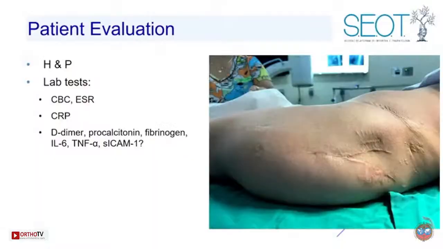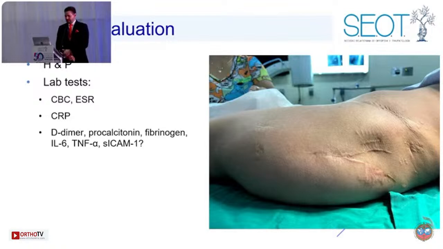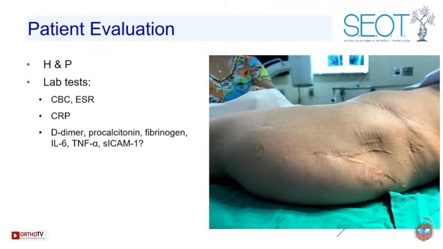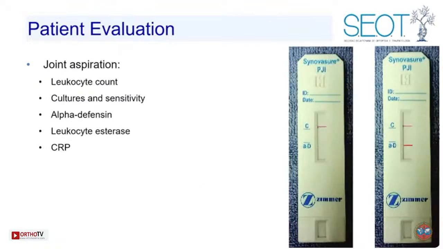First, we need to evaluate the patient with a thorough history and physical exam to check how many surgeries the patient has had, to see the scars, to check the limb length discrepancy, and also lab tests to rule out infection. Remember always that the most important part is to rule out infection. If we are in doubt, we need to aspirate the joint and do some tests, especially leukocyte count and differential, cultures and sensitivity, and tests like alpha defensin to check if there's any suspicion of infection.